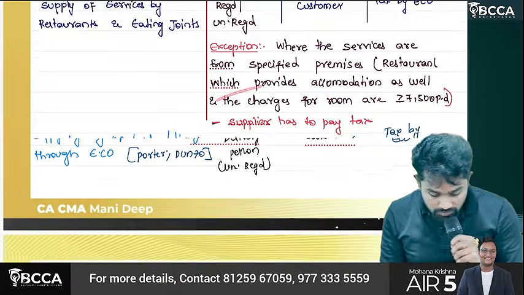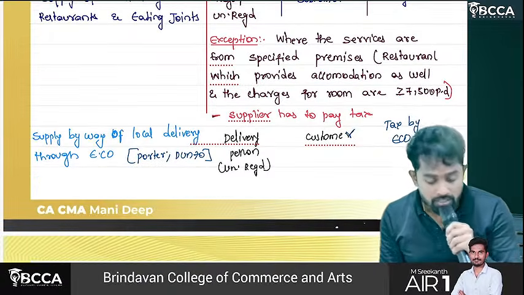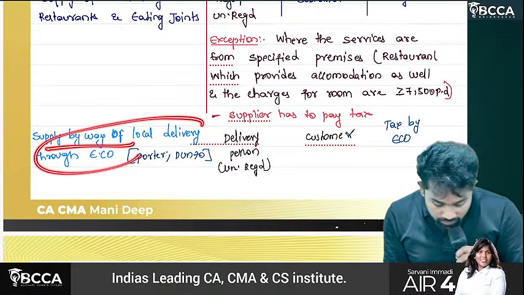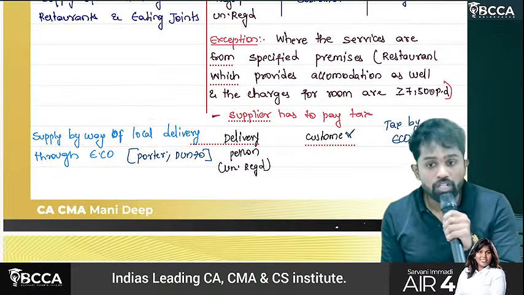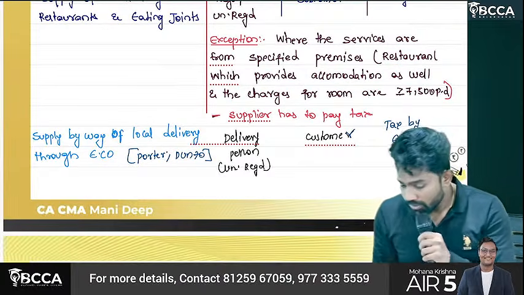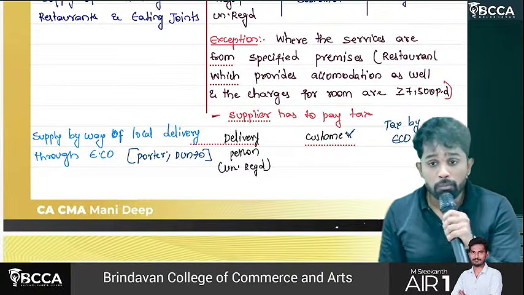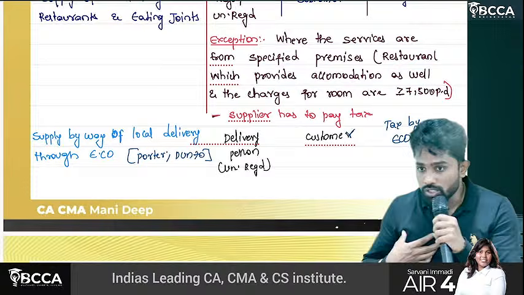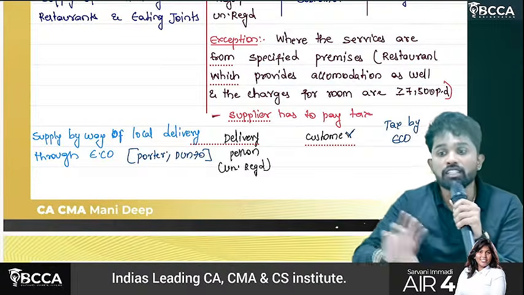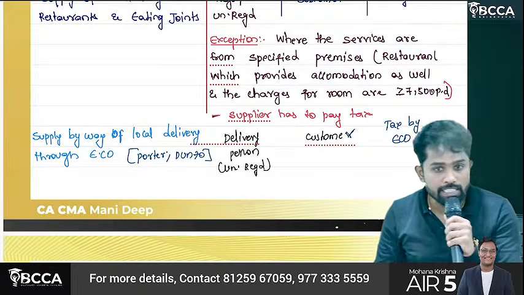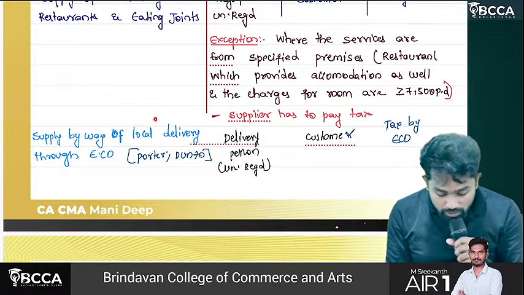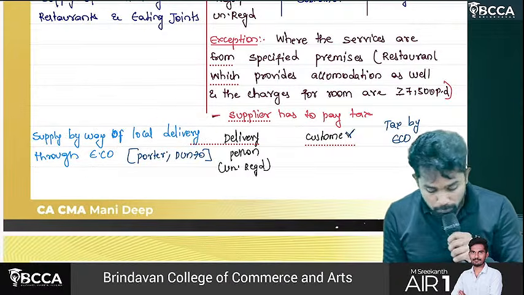Then the last one, sir, which is amended, newly added: supply by way of local delivery through ECO. Local delivery, sir, like Rapido Parcel, Dunzo, Porter, these services are there. If you need to send any parcel within the town or within the city only, then you are using these local delivery services using ECO, Porter, Dunzo.